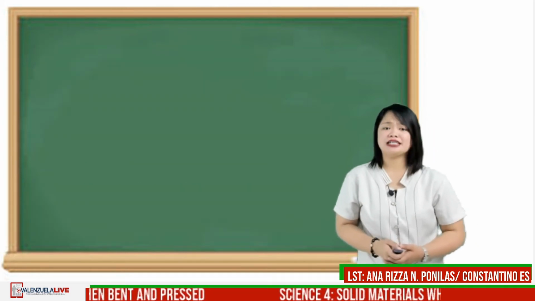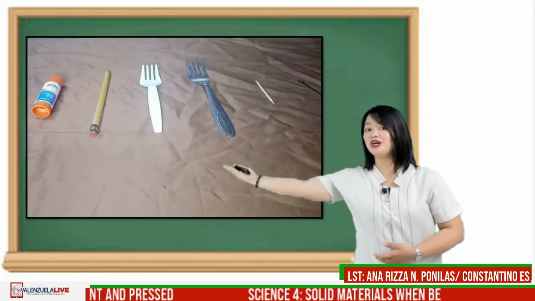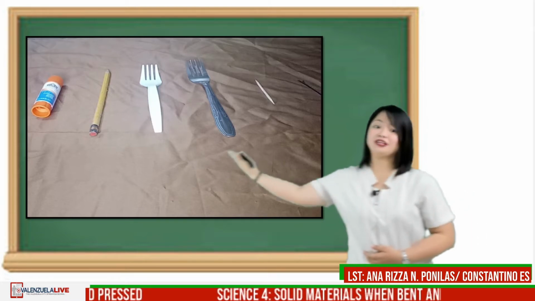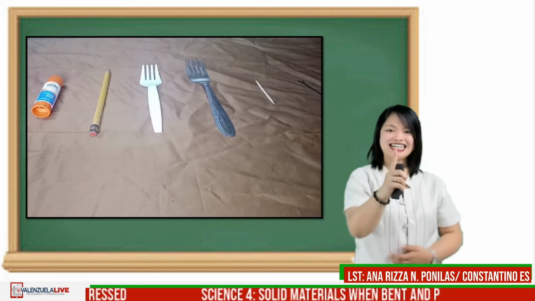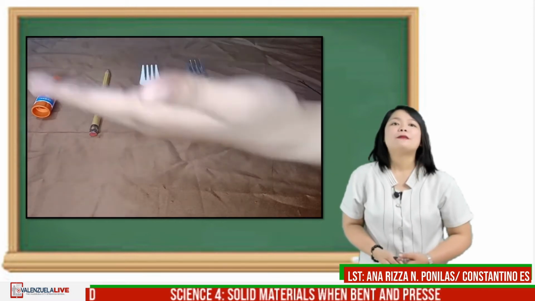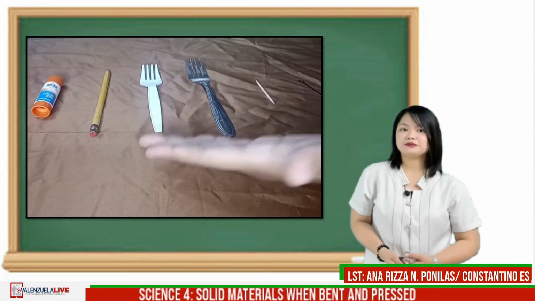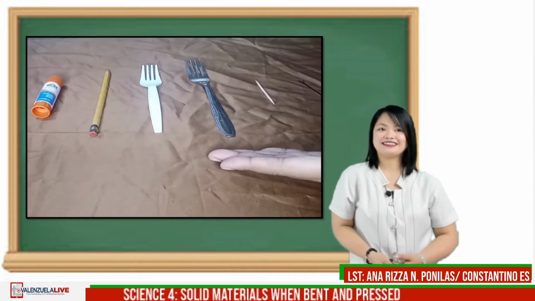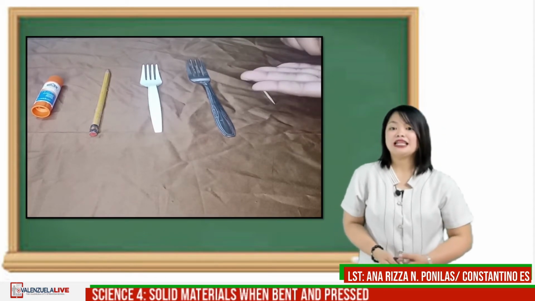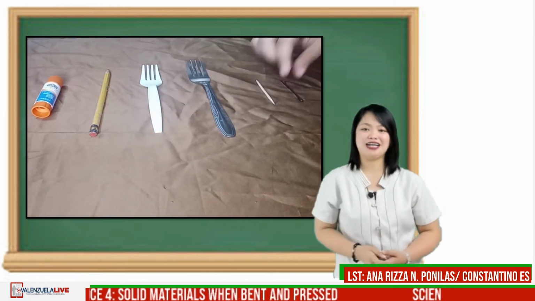Some solid materials can be bent while others cannot. Let's look at this video showing different solid materials usually found at home. Can all these materials be bent? Let's find out. We have a glue, pencil, plastic fork, metal fork, toothpick, and hairpin. This video describes how the solid materials bend one by one.